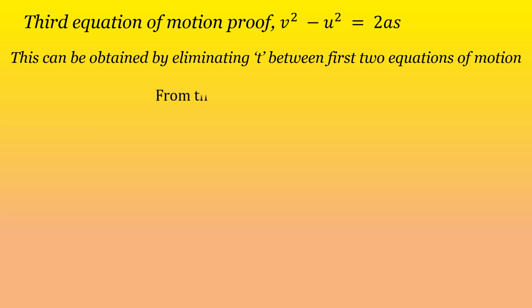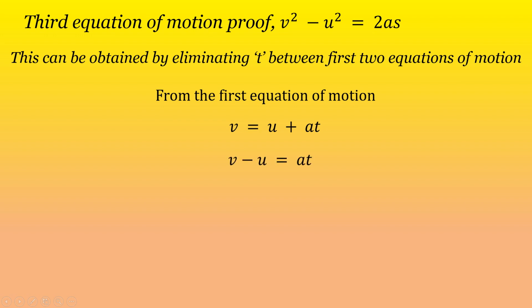We know the first equation of motion, that is v is equal to u plus at. I'm just going to rearrange the terms v, u, a and t. I'm going to send this u to the left side. If I do that, I'll get v minus u is equal to at. I'll rearrange this as at is equal to v minus u. Now I'm going to send a to the right side, and I'll get t is equal to v minus u divided by a.